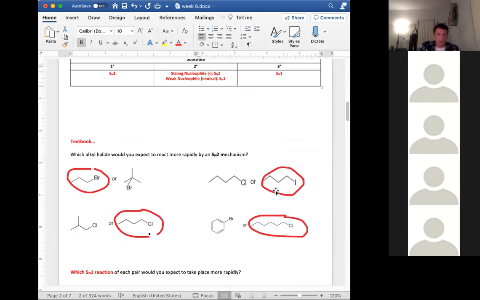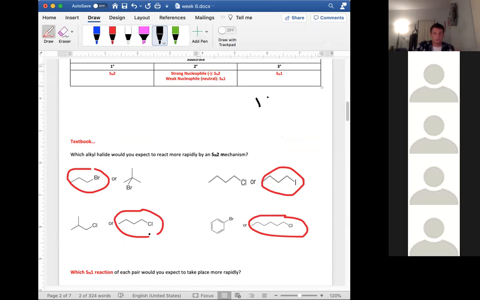This one, both are primary, but there's a difference in leaving group. Why is the one on the right faster? Yeah, that leaving group is bigger, because in terms of the periodic table, you go fluorine, chlorine, Br, I, and so on.